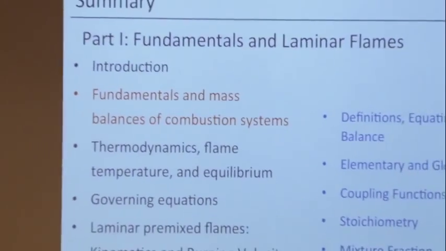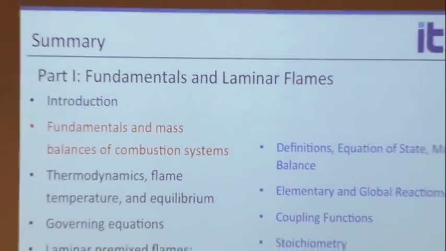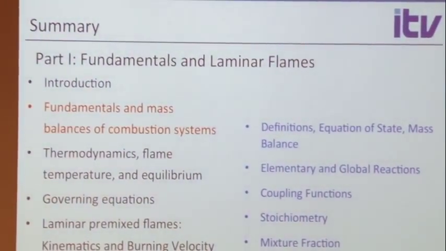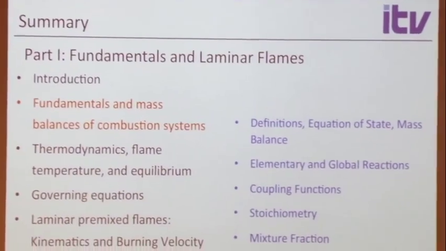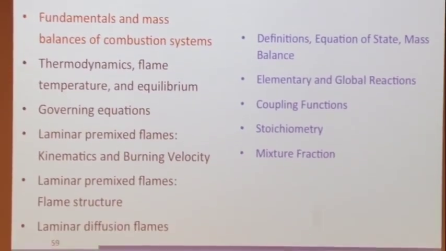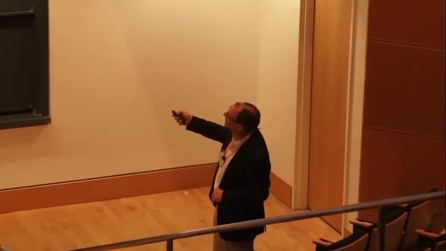Okay. Good. Then to summarize, I put this table of contents here at the end as a summary. We introduced some basic quantities, mass fraction and whatnot. We said that different quantities are important for different questions we ask. Mass fraction for this, mole fraction for that. We talked about elementary and global reactions. We use global reactions very often here, as you see in these, to define these coupling functions.